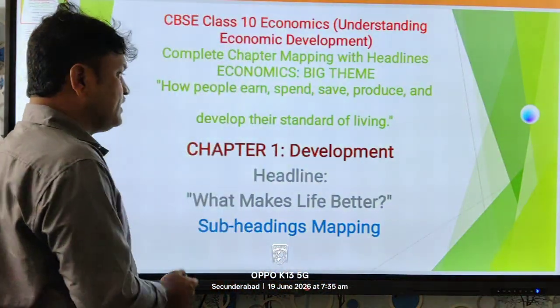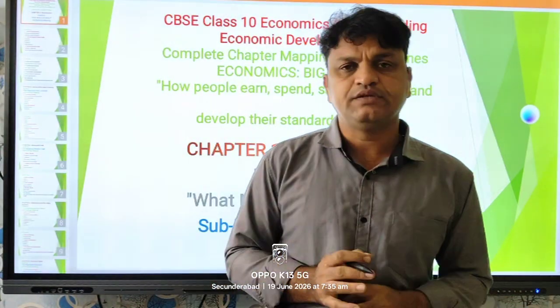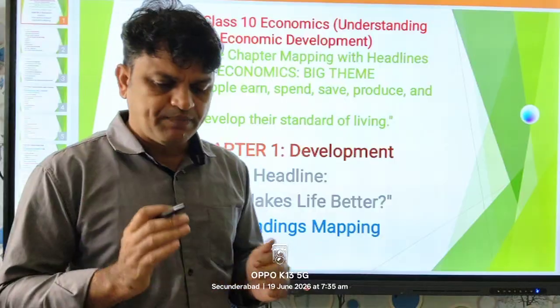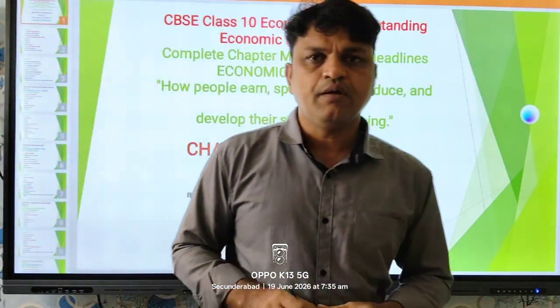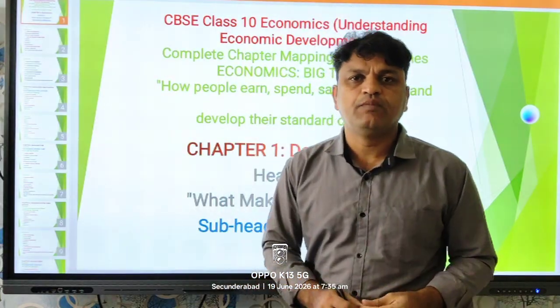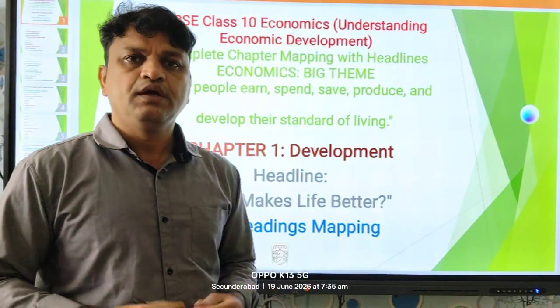Broadly speaking, economics has 5 chapters. Chapter 1 deals with development, and chapter 2 deals with the sectors of the Indian economy. Chapter 3 deals with money and credit. Chapter 4 deals with globalization and the Indian economy. Chapter 5 is on consumer rights.